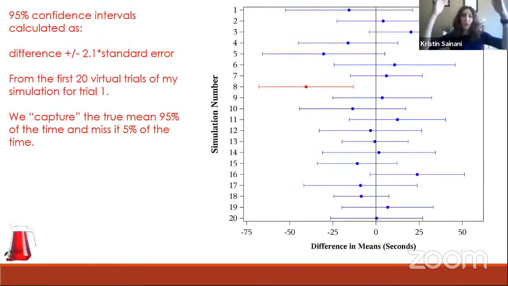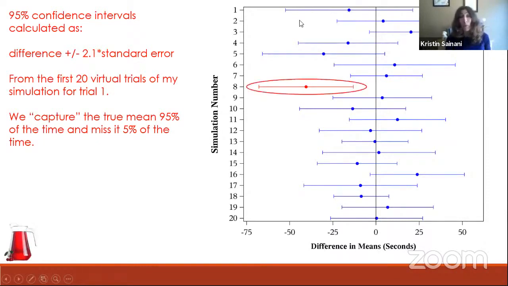I'm going to show you now just 20 confidence intervals from 20 virtual trials, and I've plotted them here. The blue ones overlap 0. The red one missed 0. The blue dot represents the difference in means that I saw in the trial, what I've shown to you before, but now I've added the confidence interval from that trial. And I missed it 1 in 20 times. Well, that's good. That's exactly what we want to see in a 95% confidence interval. I want to catch the true mean 95% of the time, but I get to miss it 1 in 20 times.